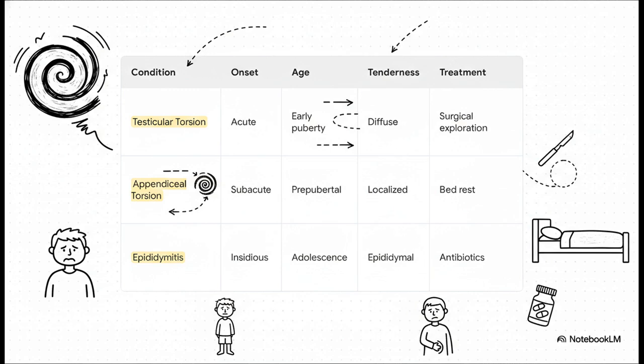So because this is such an emergency, you have to be able to tell it apart from other things that cause similar pain. This table is your best friend for that. It's your clinical cheat sheet. Just look at the key differences. Testicular torsion: super sudden acute pain, usually in a teenager. Now compare that to, say, epididymitis, which is more of a slow buildup, or appendiceal torsion, which tends to happen in younger kids, and the pain is more localized. Getting these details right on the history and physical exam is what tells you, okay, this could be torsion, we need to go to surgery now.